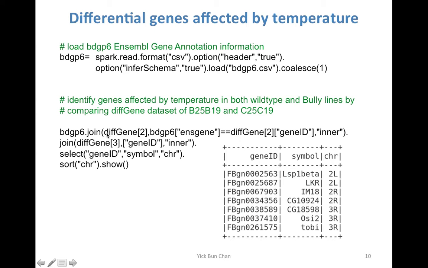So here, I perform an inner join for differential genes of both datasets. And to identify the common gene name, I add that information from the gene annotation table. And here, I identified 7 genes that are related to temperature shift.